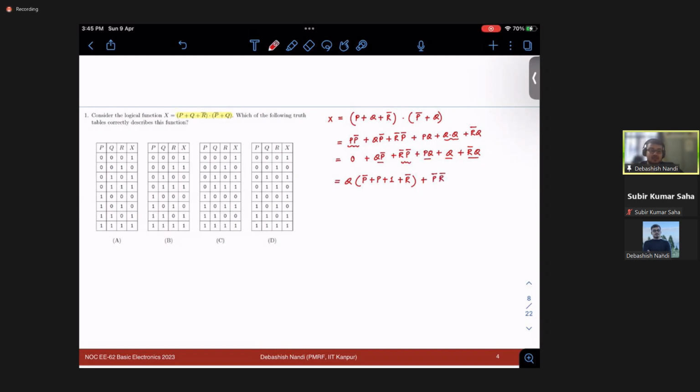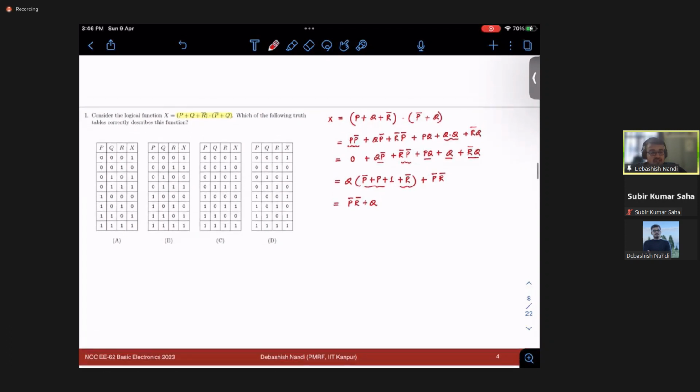So anything added with 1 will remain 1, right? Anything OR 1 remains 1. So you have P bar R bar plus Q, right? So this is the simplest form you can get from this expression.